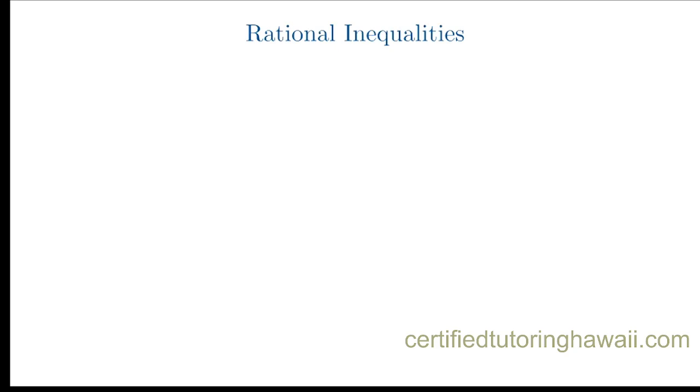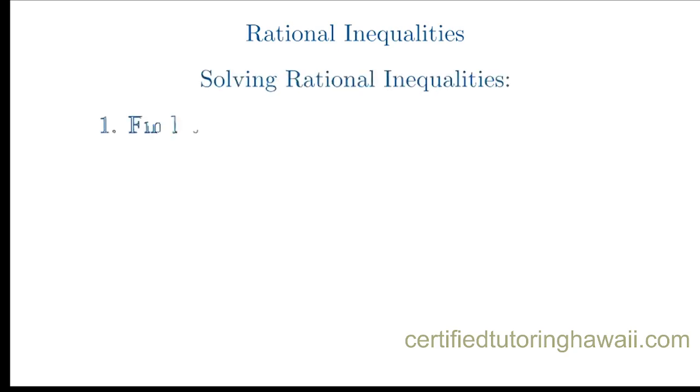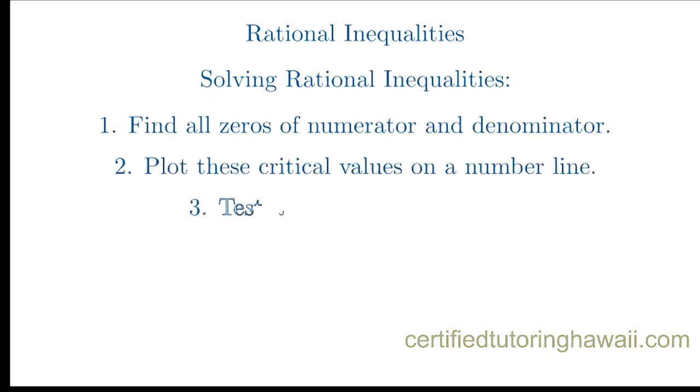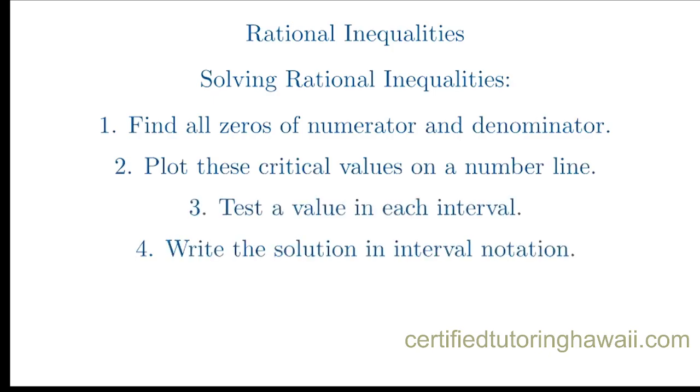Numerator zeros are where the function is equal to 0, so these are possible endpoints for our solution. Denominator zeros, which give us vertical asymptotes, are points where the function is undefined, so they can never be included in our solution set. They are strict boundaries. So, our method for solving rational inequalities is to first find all critical values, the zeros of the numerator and denominator, and plot them on a number line.